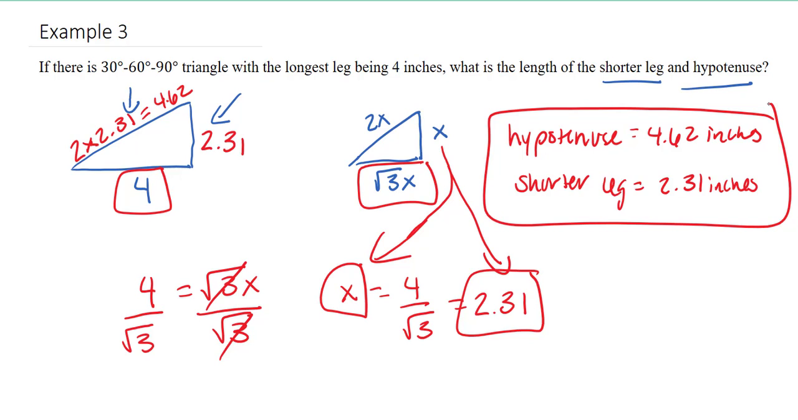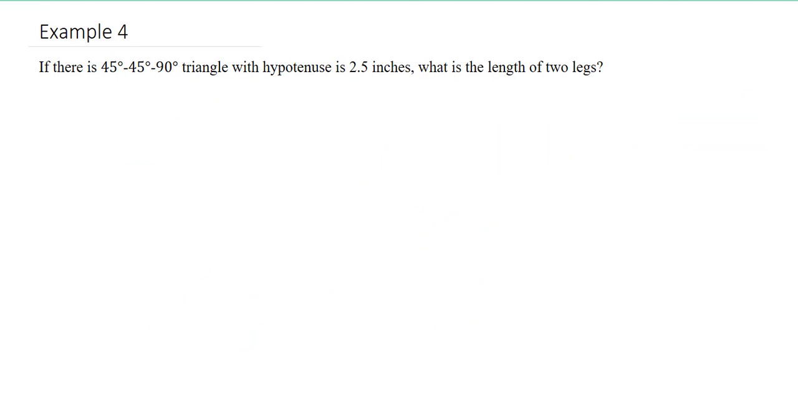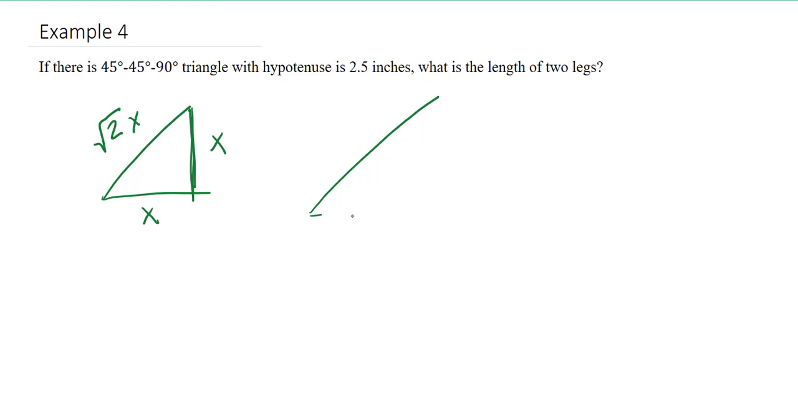Now let's do one more example. So example 4, if there's a 45, 45, 90 triangle with a hypotenuse that's 2.5 inches, what's the length of the 2 legs? So first, let's go ahead and draw just our standard. So if we have this side being just x, well, the hypotenuse is the square root of 2 times x. Now, in this example, what do we know? Well, we know the hypotenuse is 2.5.